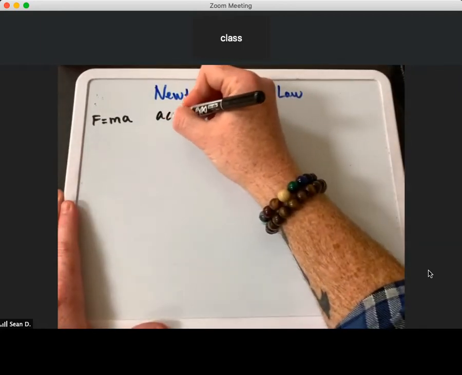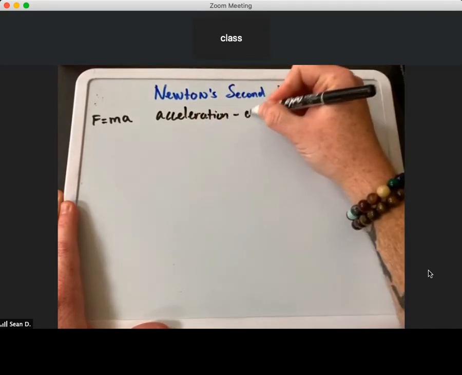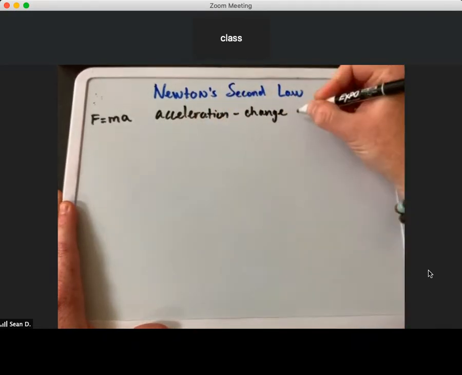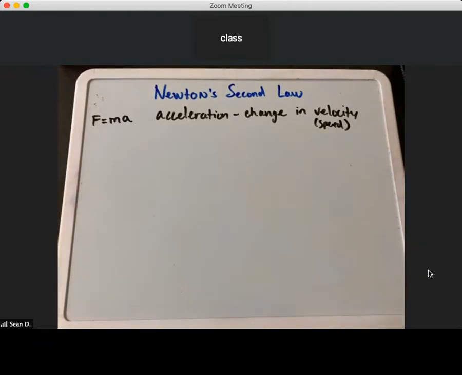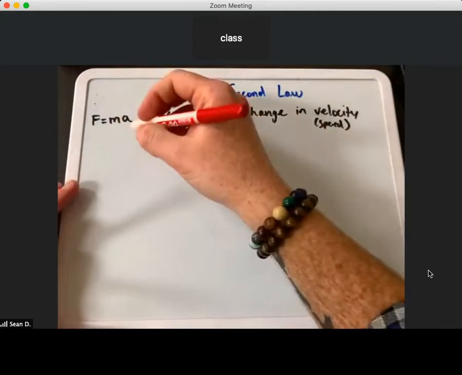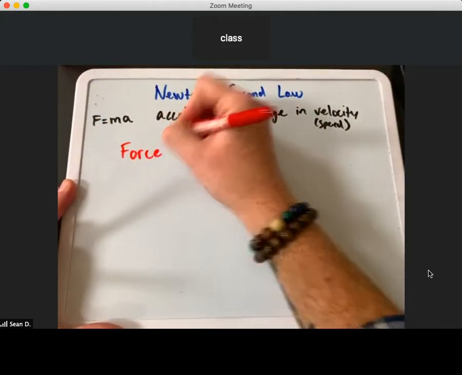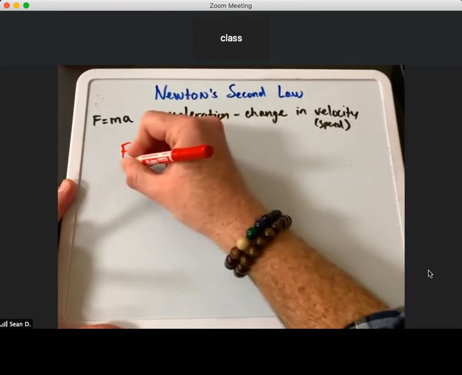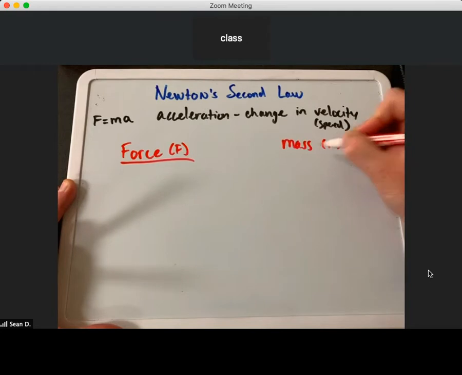When we talk about acceleration, we're referring to the change in velocity or speed of an object. And there are two things that can affect the acceleration of an object. If we look at our formula, those two things are force, which is F, and mass, which is m.